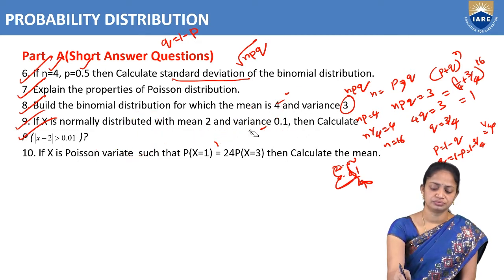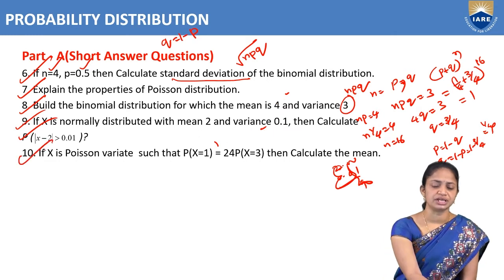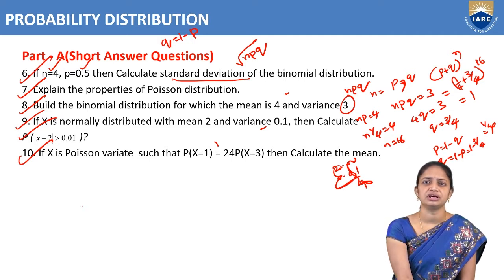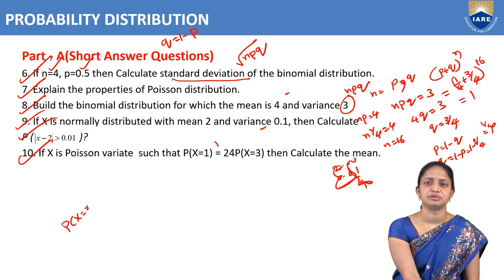So now coming to the next question: if X is a Poisson variate such that P of X equal to 1 is equal to 24 times P of X equal to 3. Here we have to use the Poisson distribution formula. The Poisson distribution formula is P of X equal to x, that is e power minus lambda, lambda power x by x factorial. So we have to use this formula.